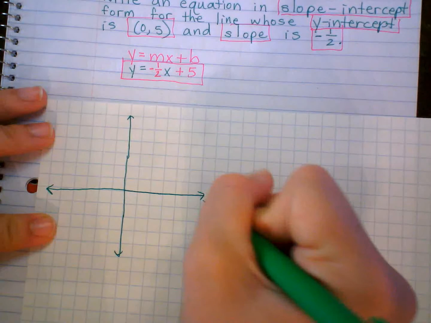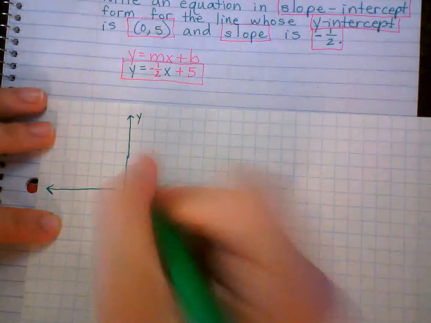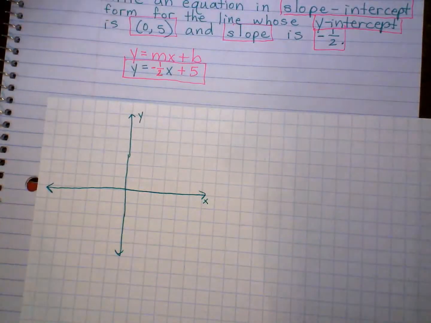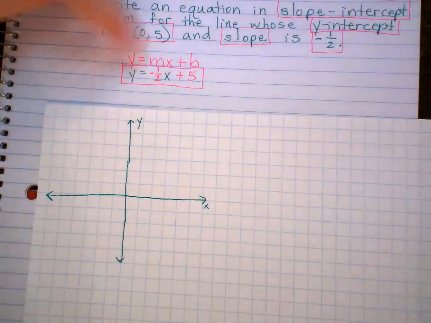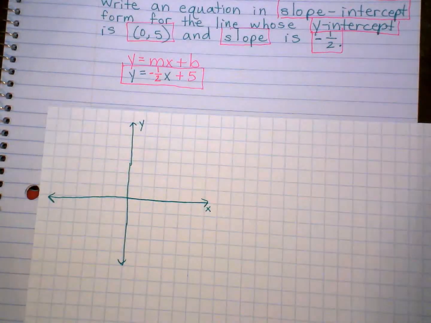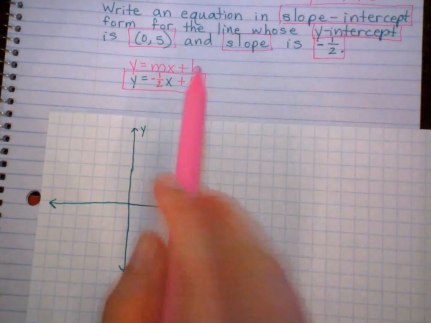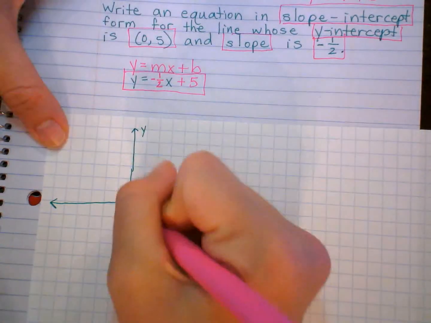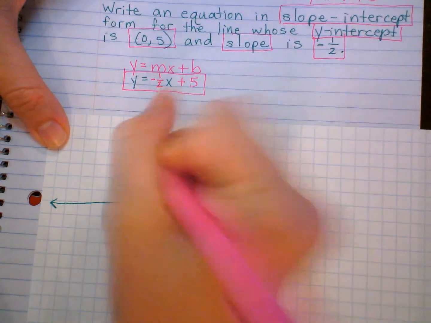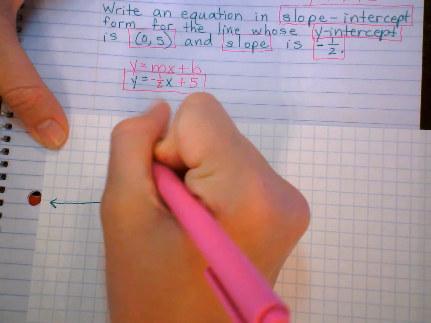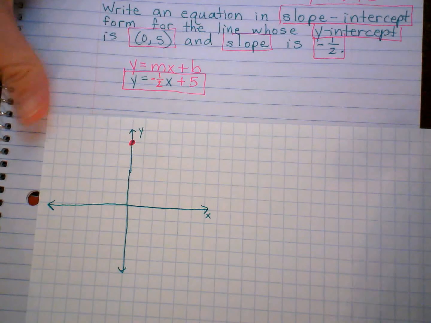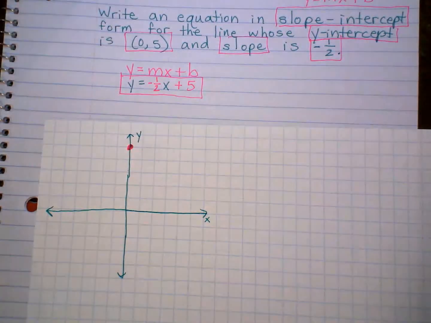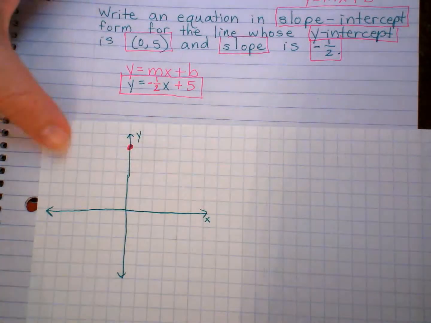Okay, this is my x-axis, that's my y-axis, and it's going by ones. So, when we graph this, right off the bat, we start with the y-intercept at (0, 5). 0, 5: 1, 2, 3, 4, 5. Okay. Now, it says the slope is negative 1/2.